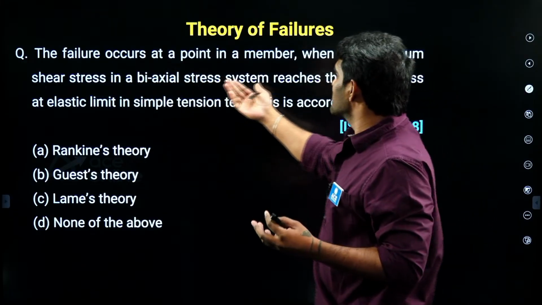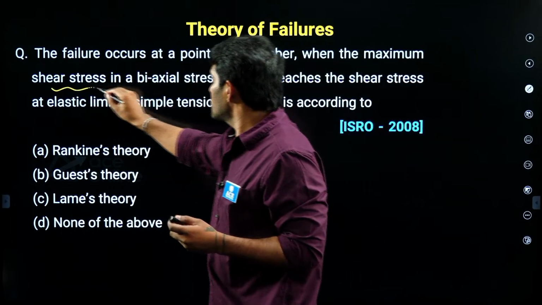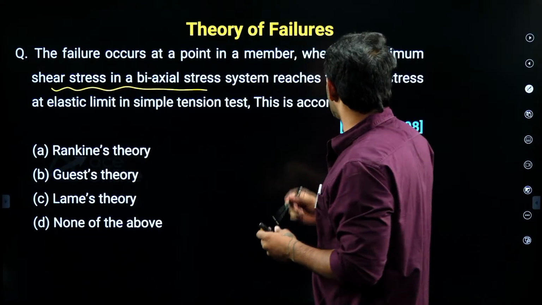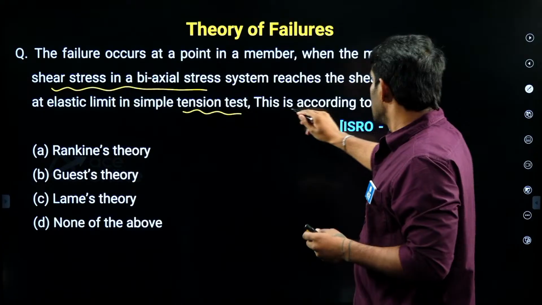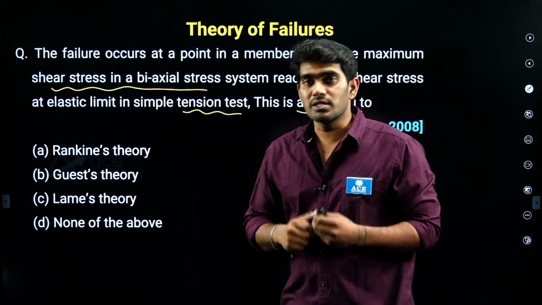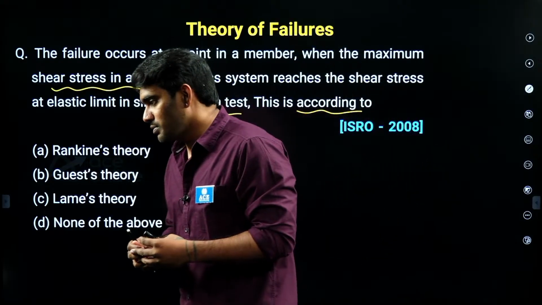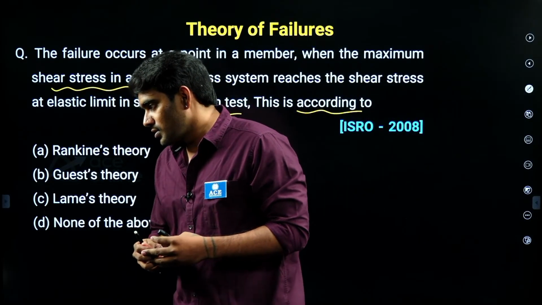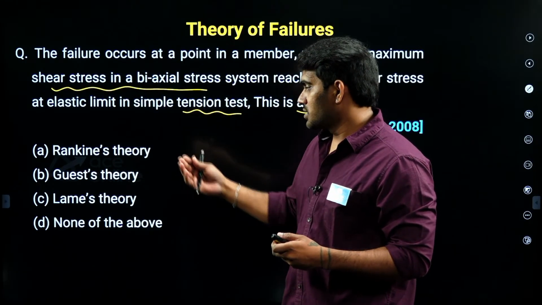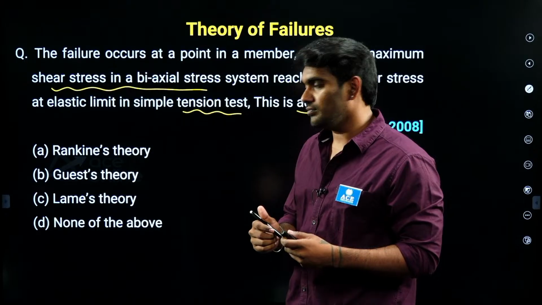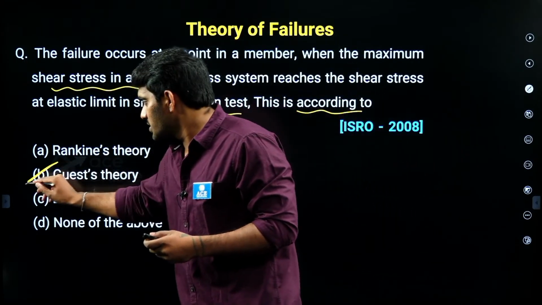The failure occurs at a point in a member when the maximum shear stress, so here he is speaking about maximum shear stress, reaches the shear stress at elastic limit in simple tension test. We are considering shear stress according to which theory? So what is the answer here? Can you please tell me the answer for this? Is that A, B, C or D? Yes, you are right, it is Guest theory, which is B.